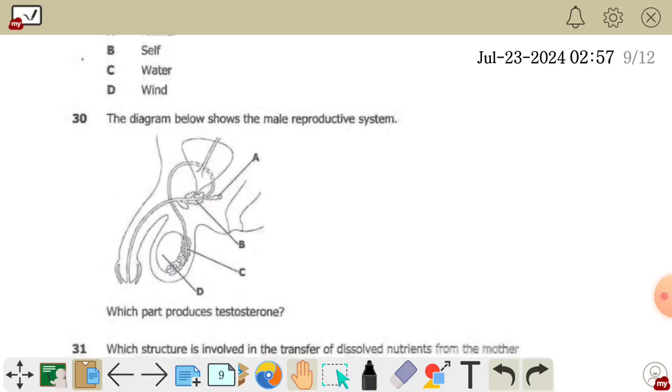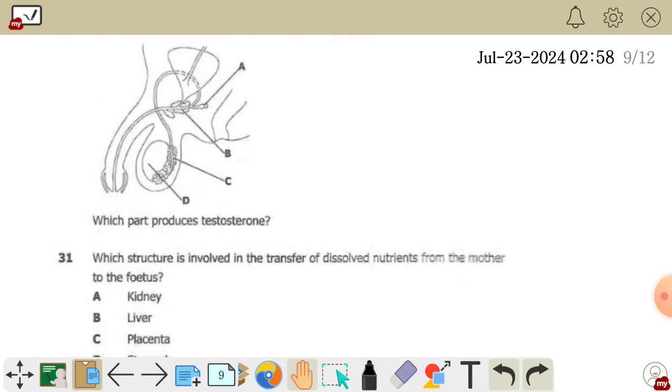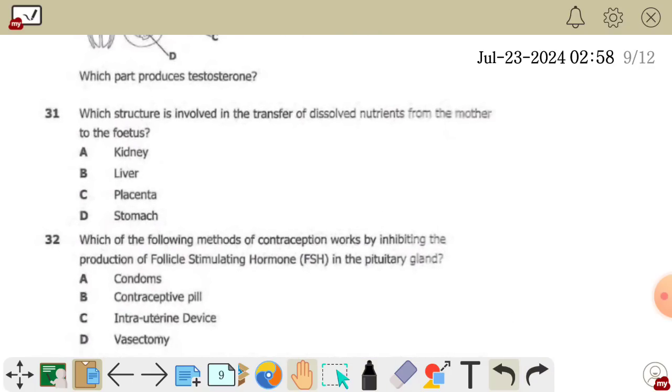Question 30. The diagram below shows the male reproductive system. So this is the male reproductive system. Which part produces testosterone? So testosterone is a hormone which is produced in males, and it is produced by the testicles. So the testicles, which is D, produce testosterone.